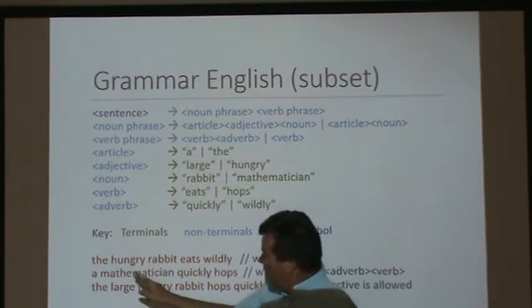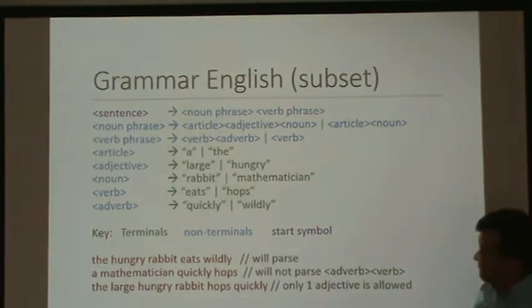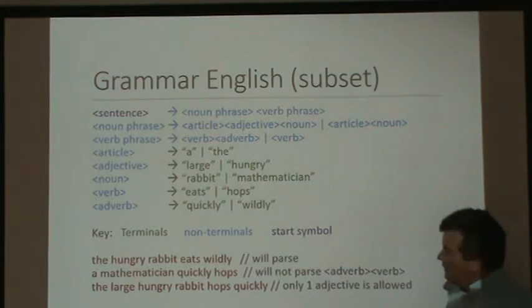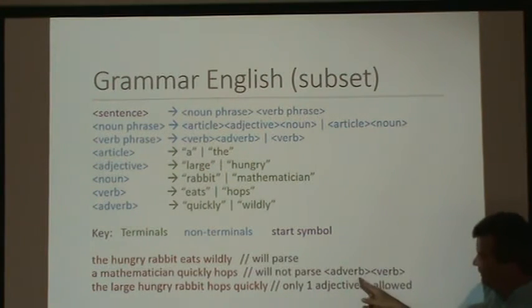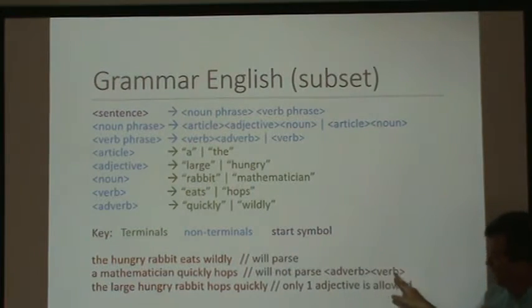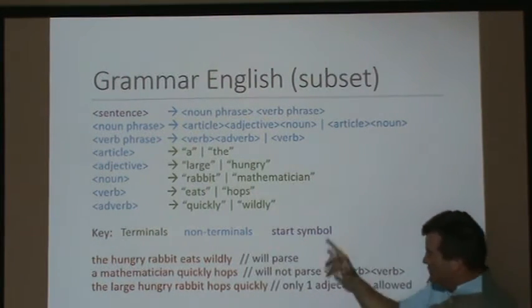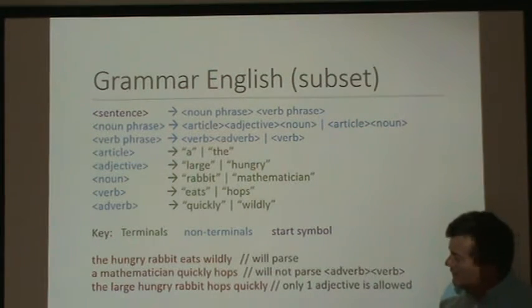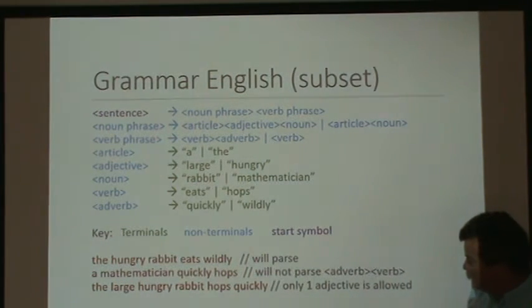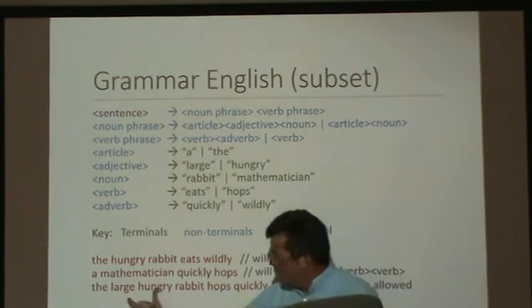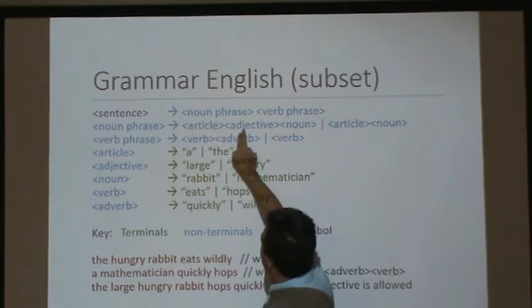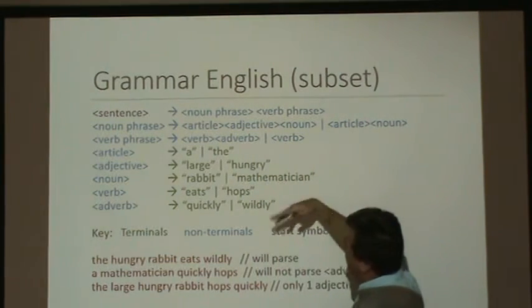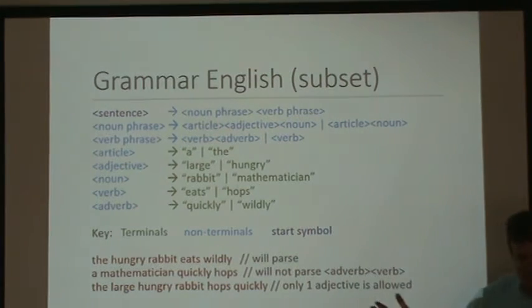So for example, the hungry rabbit eats wildly, that will parse correctly into a sentence. A mathematician quickly hops won't, because we don't allow adverbs before verbs. English does, but our little silly language doesn't. So this would not parse correctly. And the large hungry rabbit hops quickly only has one adjective allowed, and we put in two. So our grammar says that you can have an article, one adjective, and one noun, or an article and a noun. You can't have multiple adjectives. But in English, obviously, you can.